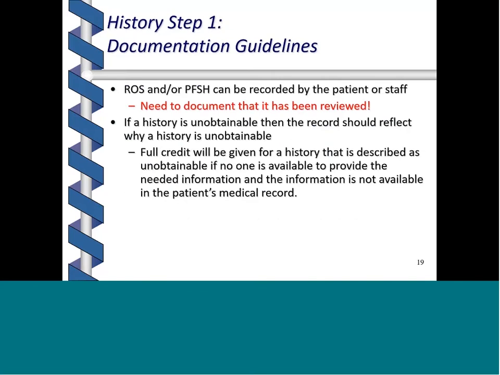So just remember that it can be recorded by anybody. The patient's family can give you that information. If you see a patient and you're unable to get the history because they don't know it, just put in there that it was unobtainable. Let's say you're in an assisted living facility with someone or at a home visit with someone and the family member's not there and they don't know some of the history and it's unobtainable. Just make sure you put that in there, it's unobtainable, and why it's unobtainable.